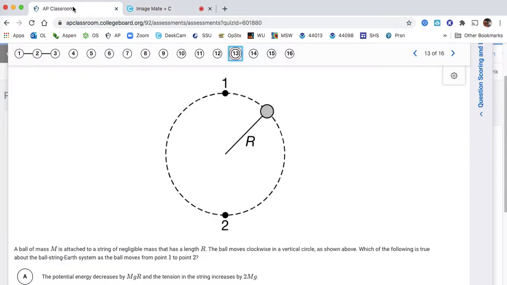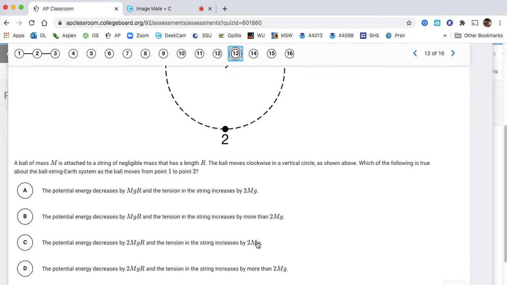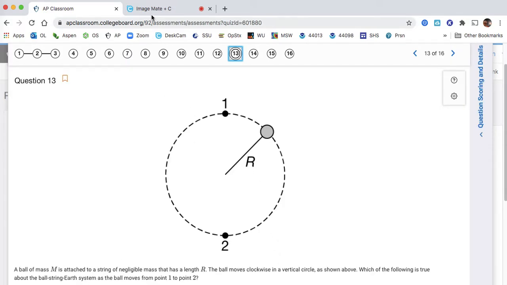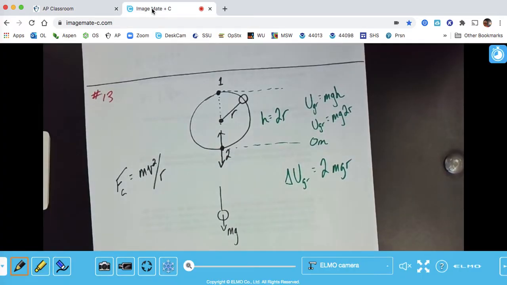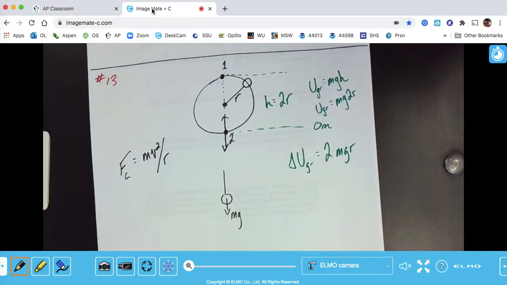Let me go back to my options here. I forget what my options are. Twice mg and more than twice mg. I still think it's more than twice mg. Let's see if we can work that out. That's my intuition. Let's go with it. Let's see what we get here.